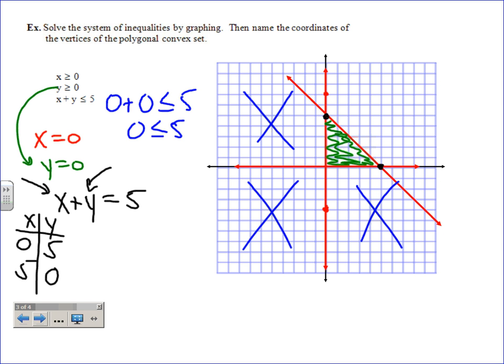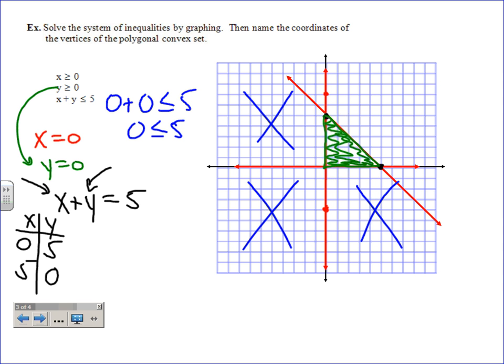Is that a convex polygon? It is. There's your polygonal convex set. There it is. It's saying all of these lines. And seeing these are solid, it means truly all of these points are answers to that system of inequalities. Every single one of them.